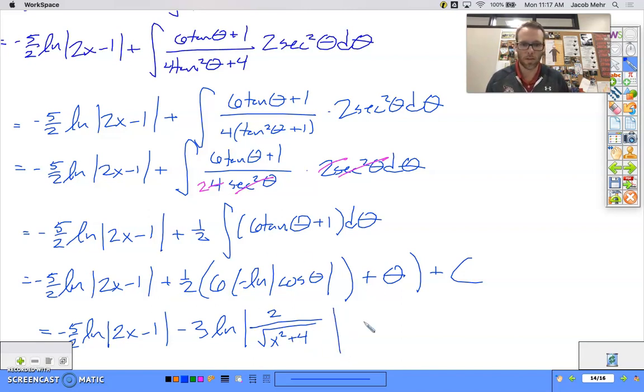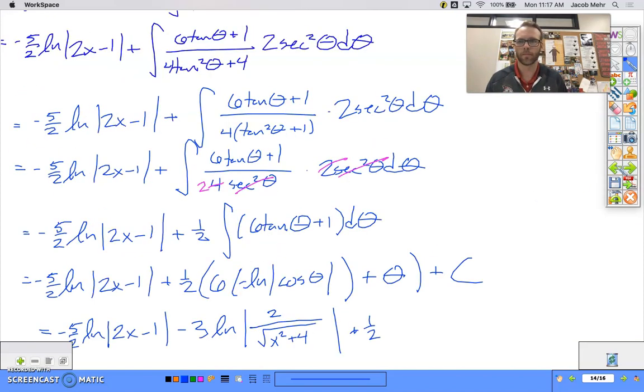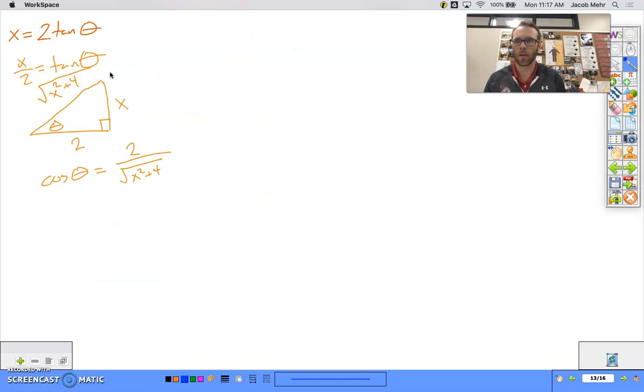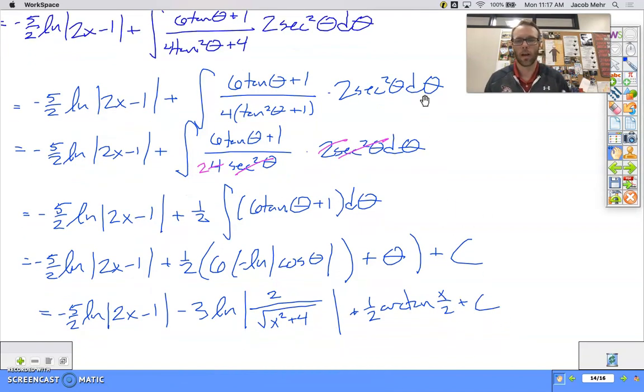Now let's finish. Let's distribute the 1/2 to this theta. But what is theta in terms of x? Well, if we take this step one step further, the arctangent of x over 2 is theta. And that's what we have.